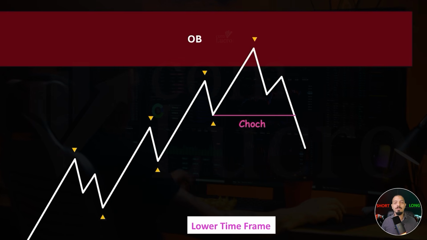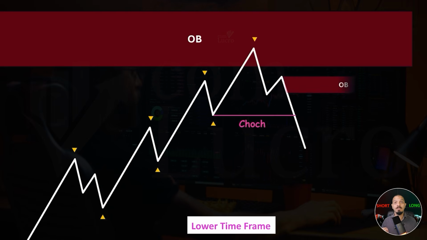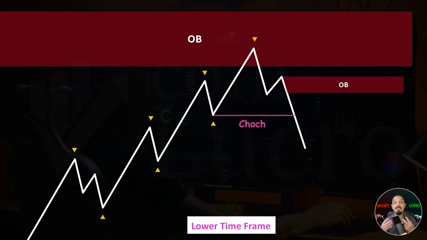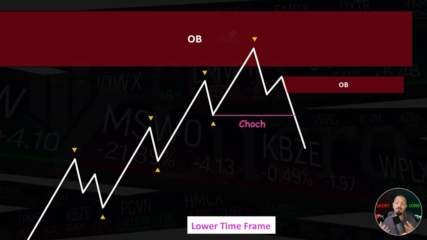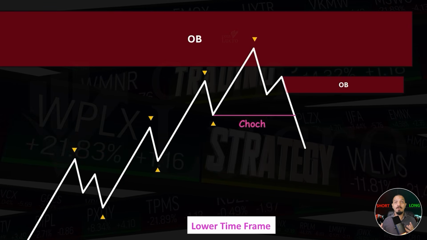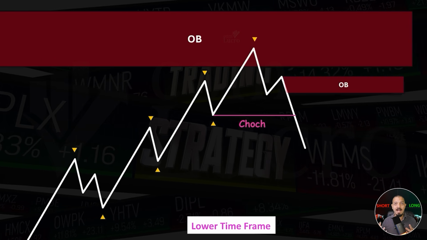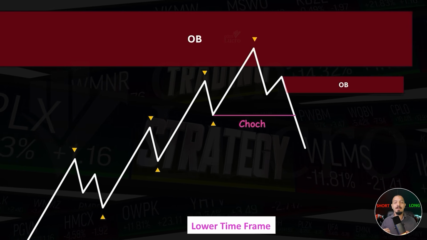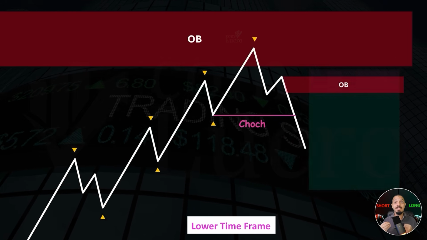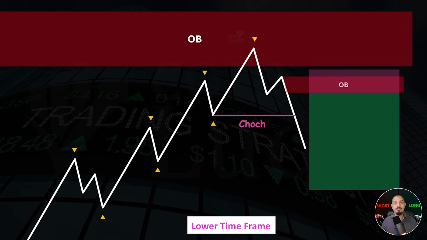Once this reversal is confirmed, we wait for the market to form new bearish order blocks on the lower time frame, and then take the trade. This is why the method is known as order block within order block. It's important to note that the lower time frame order block does not always need to be fully contained inside the higher time frame order block zone. After identifying the lower time frame order block, we place a sell limit at the start of that zone and set our stop loss just above it for protection.